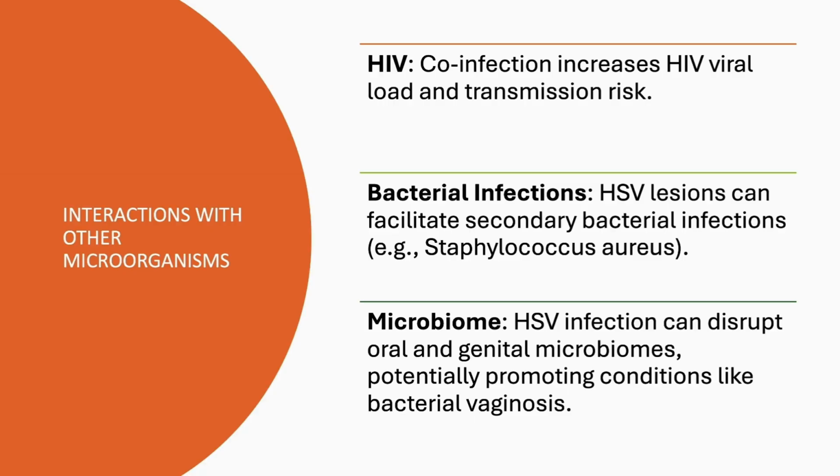HSV can also interact with bacterial infection. HSV lesions can facilitate secondary bacterial infection, for example, Staphylococcus aureus. Moreover, HSV infection can disrupt the oral and genital microbiome, potentially promoting conditions like bacterial vaginosis.